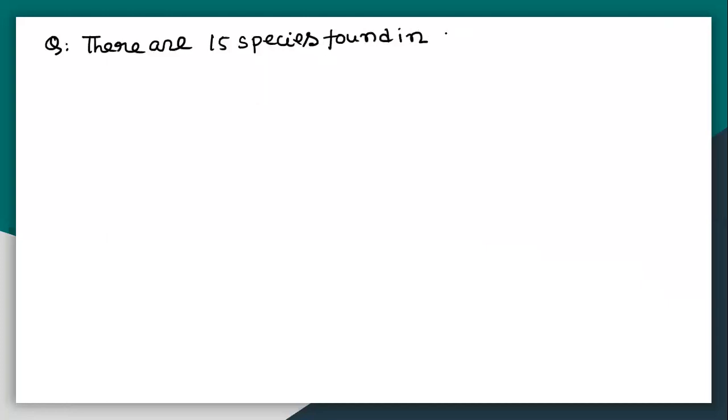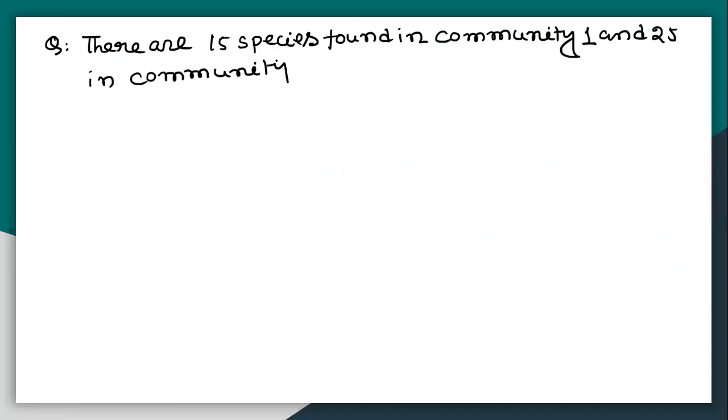Now see the question. There are 15 species found in community 1 and 25 in community 2.